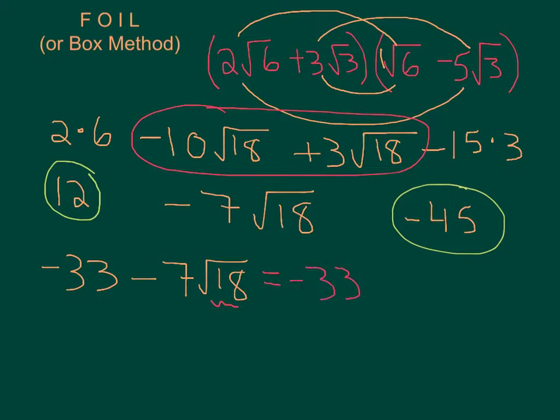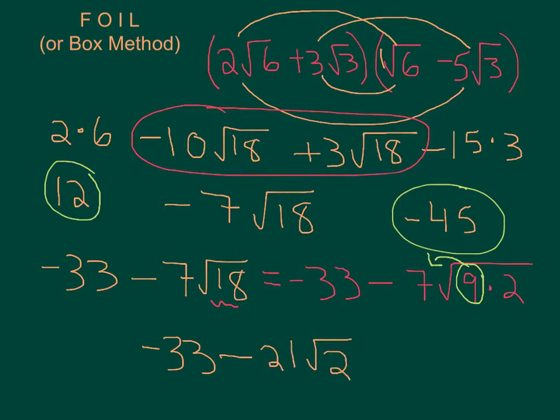Negative 33 minus 7 square root of, let's break apart 18 into 9 times 2, where 9 is the perfect square, and the square root of 9 is 3, so 3 will come out in front and be multiplied by that 7. So now we have negative 33 minus 7 times 3 is 21, and then square root of 2. And that is your final answer because the last two terms are not like terms, so you cannot combine them any further.